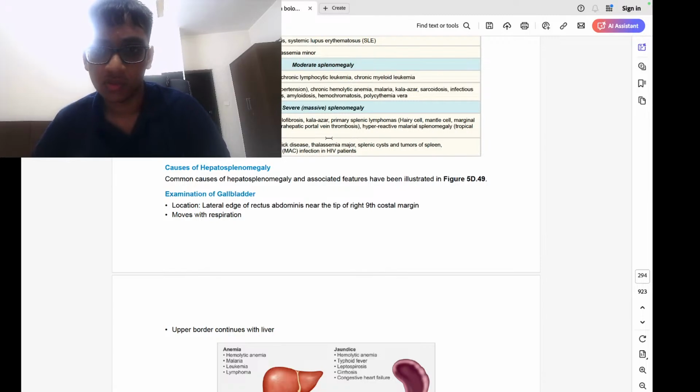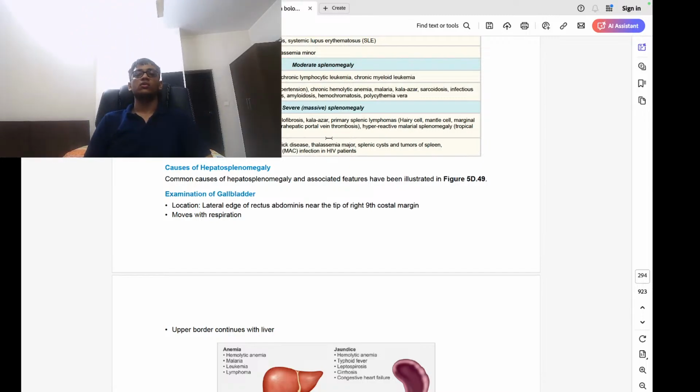Myelofibrosis, primary splenic lymphomas, hairy cell, mantle cell, marginal B cell, portal hypertension, extrahepatic portal vein thrombosis, hyperreactive malarial splenomegaly, tropical splenomegaly. Uncommon causes: Gaucher's disease, Niemann-Pick disease, thalassemia major, splenic cysts and tumors of the spleen, Mycobacterium avium complex, MAC infection in HIV patients.